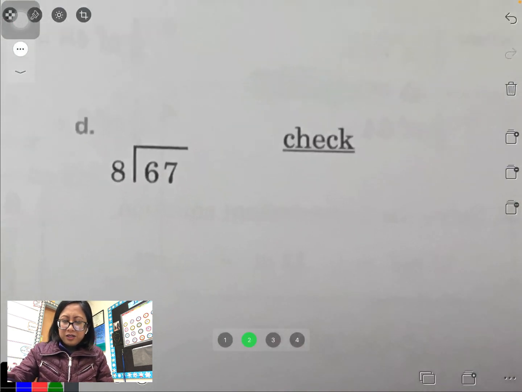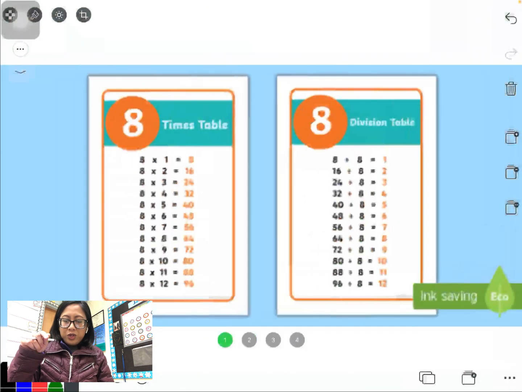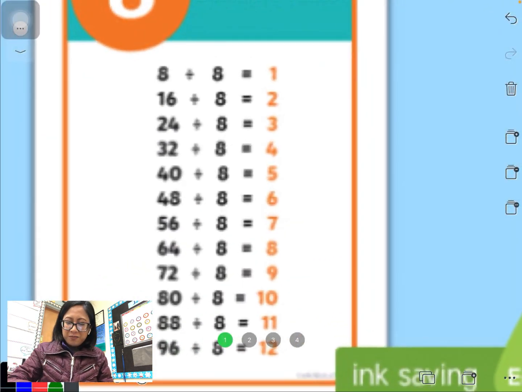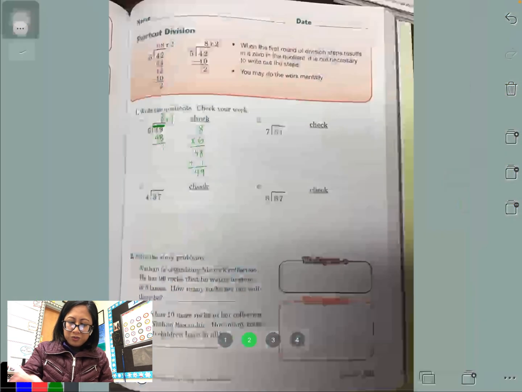Letter D. Okay, we can do B and C at our Zoom meeting, but letter D, we have to do together because, again, we are learning how to do the 8s. So here's the 8 times tables, and it's 67 divided by 8. That's what it says. So I need to find something close to 67. I see it here. We'll use 8.